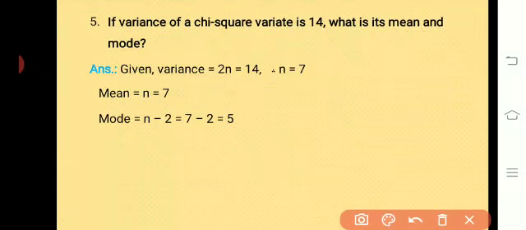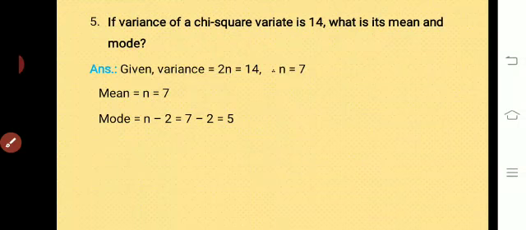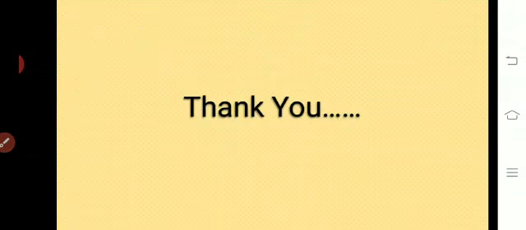So such type of examples on chi-square distribution will come in the exam for 2 marks each. Next class we will study the student's t distribution.